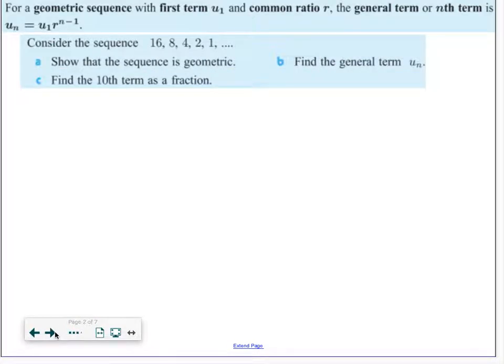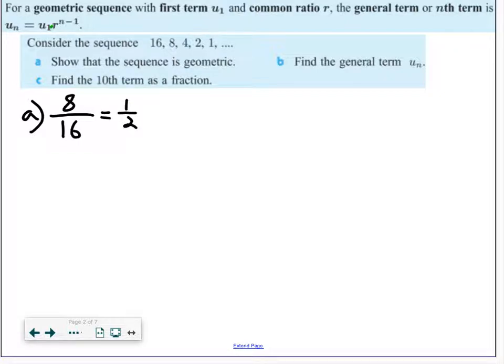For a geometric sequence with first term u_1 and common ratio r, the general nth term is u_n equals the first term, u_1, times r to the n minus 1. So consider this sequence: 16, 8, 4, 2, and 1. In part A, we want to show that this sequence is geometric. To show it, we take the second term divided by the one before it. We see that this simplifies to 1/2.